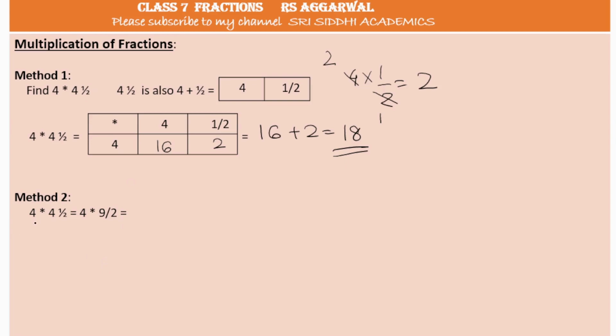Now let us see the second method, method 2. 4 into 4 1/2. First, this mixed fraction, I will convert it into an improper fraction. So 4 into 2 is 8. 8 plus numerator 1 is 9. So here I have written 4 into 9/2.